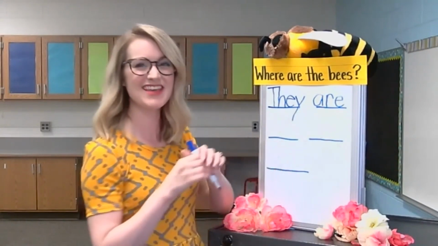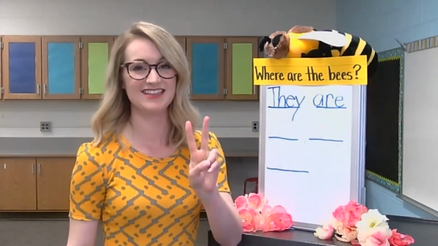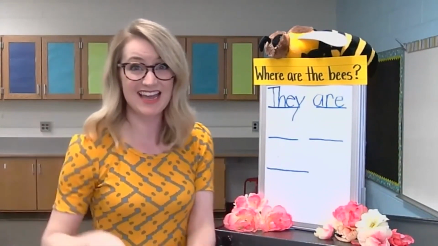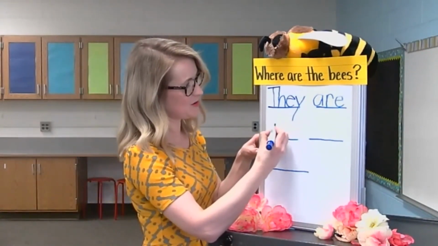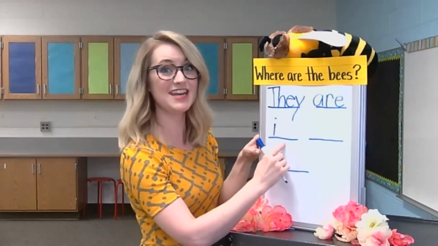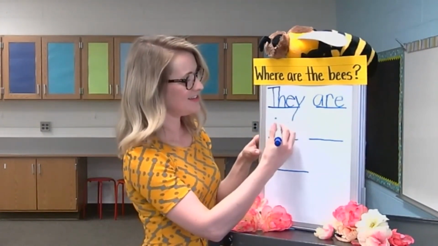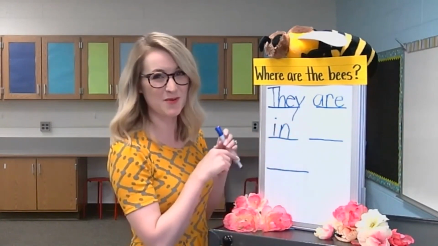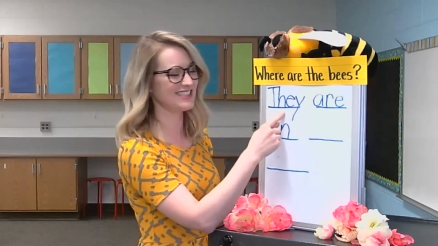Let's stretch it out. What sound do you hear at the beginning of that word? An I. Good. Start in the middle, go down, back up, and make a dot. You need an N at the end of that word. Start in the middle, go down, back up, and make a hump. All right, let's read what we have so far to figure out what comes next.